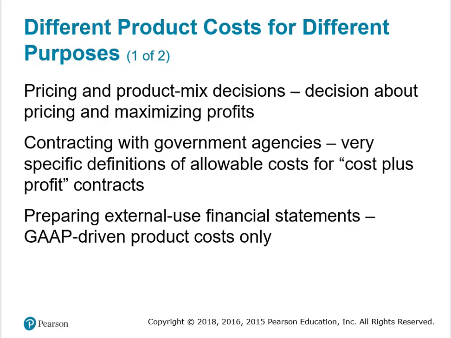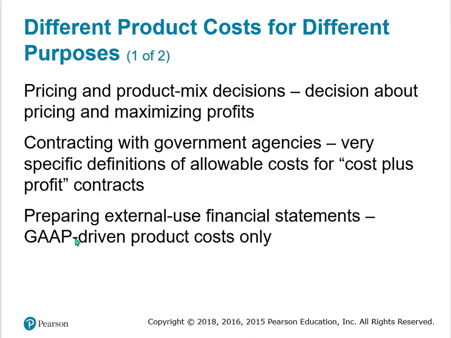So consider the term product cost as an example. A product cost is the sum of the costs assigned to a product for a specific purpose. Some different purposes might include pricing and product mix decisions, which look at a completely different set of costs than contracting with government agencies, for example. These use specific definitions of what is allowed in a cost-plus-profit contract, and they're audited and everything. There's no variation here. And then finally, if you're preparing external financial statements, you must use GAAP.